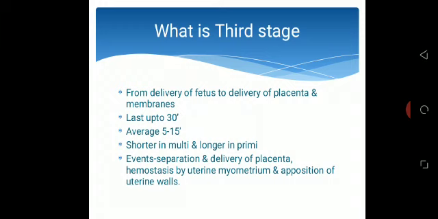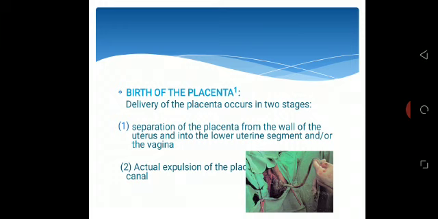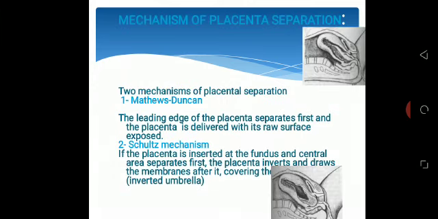The events occurring in the third stage are separation and delivery of the placenta, then hemostasis by the contraction of the uterine muscles, and apposition of the uterine wall to reduce the bleeding. These are the events occurring in the third stage of labor. And just to know that after separation, the placenta comes to the lower uterine segment, and it also includes the actual expulsion of the placenta.